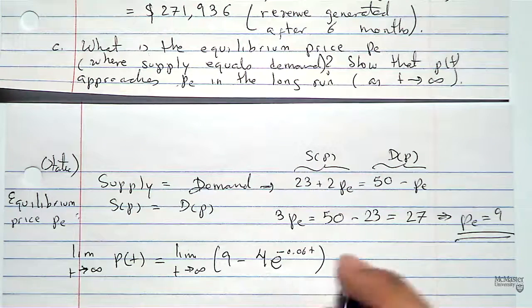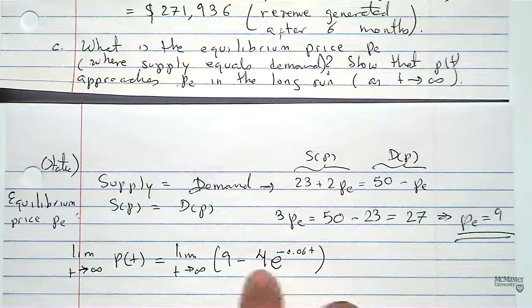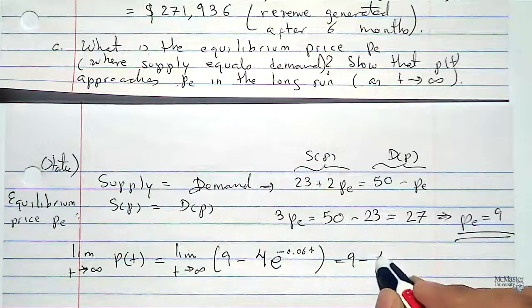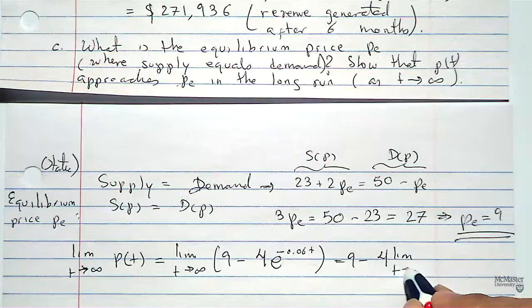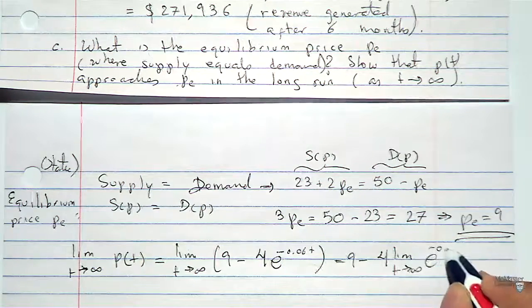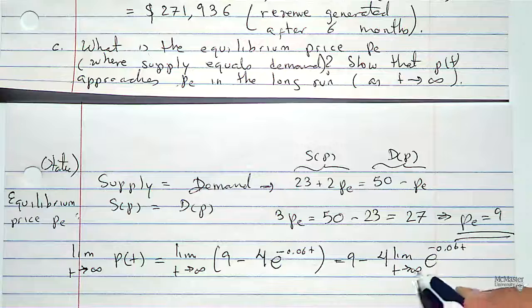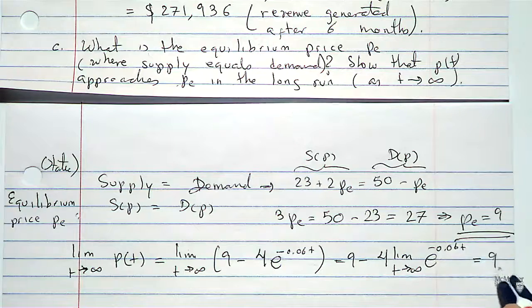But in any case, it's kind of clear what will happen. In this limit, this part is a constant, this part will decay to 0, so this part will vanish. So basically you have 9 minus 4 times the limit as t approaches infinity of e^(-0.06t), this goes to 0, and you end up with 9, which, oh, surprise, is exactly the equilibrium price, right? But it's basically in the design of the problem, because the design of the problem is that the time derivative happens when there is a difference between supply and demand.